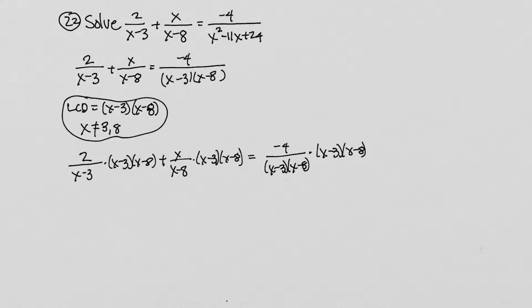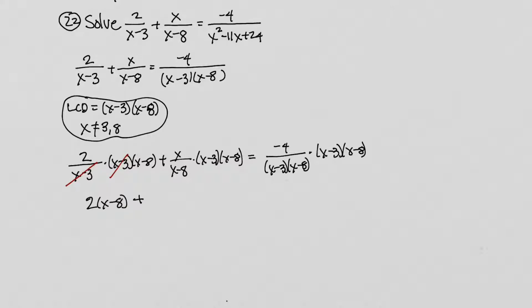Now, all those denominators should cancel. So let's look at here. Over here, the x minus 3's cancel, and we are left with 2 times 1 times x minus 8. So 2 times x minus 8. And then we get the plus.